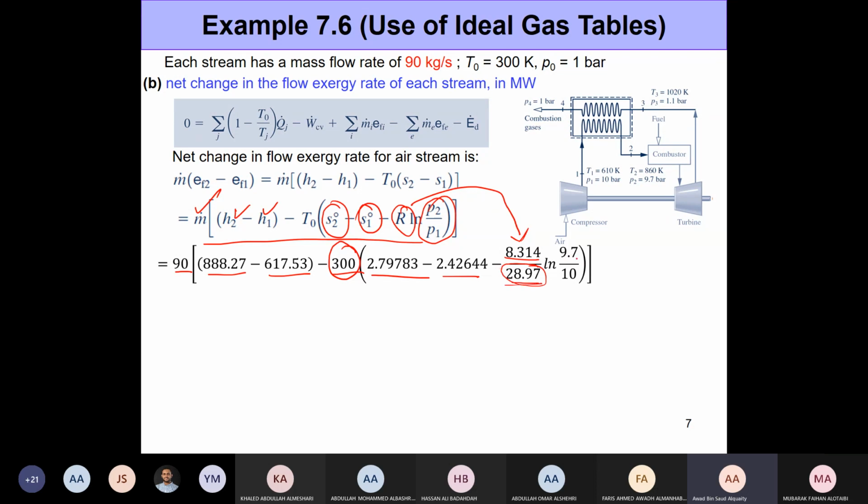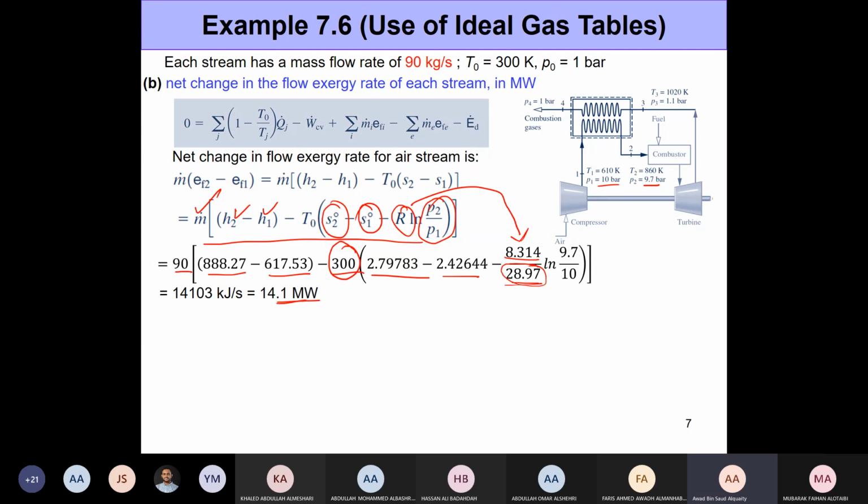Ln P2 by P1. So here, you don't have to do any conversion, right? It's just a ratio that you're looking at. So we can just divide 9.7 by 10, which is the P2 and P1 here, right? And when you sum it up, when you calculate it, it comes out somewhere around 14,103 kilojoule per second, or you could say 14.1 megawatt. Okay, so this is the change in flow exergy of airstream, right? This is the exergy increase of the flow stream.